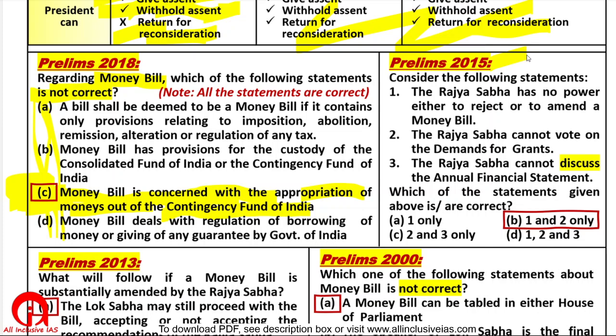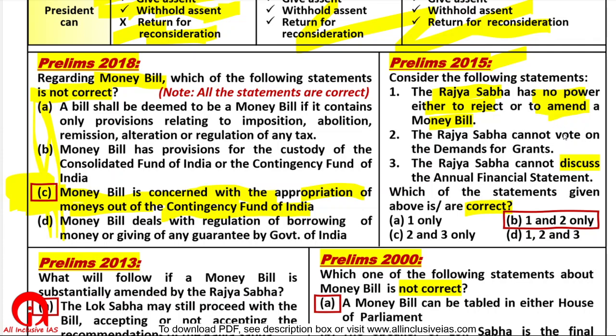2015 question. Rajya Sabha has no power to reject or amend money bill. Correct? Yes. Rajya Sabha can only suggest that please amend this. It has no power to do such a thing. It can only suggest a thing. It is up to Lok Sabha whether it accepts the amendment or not.